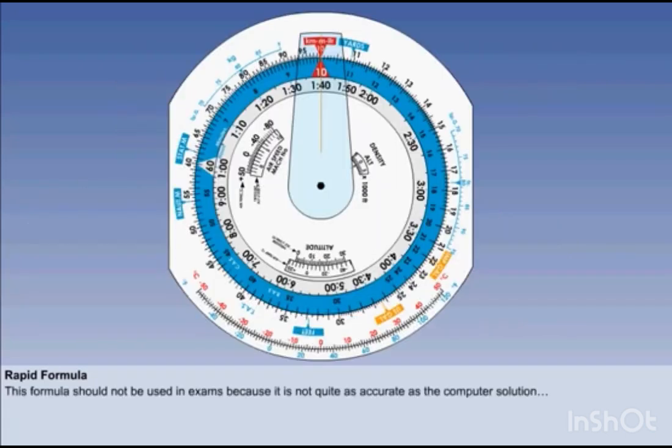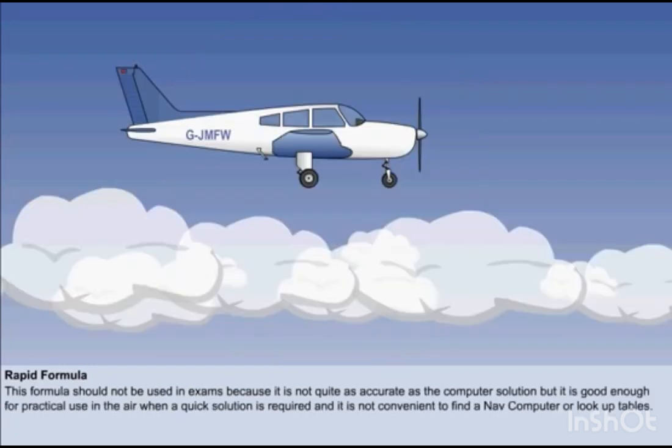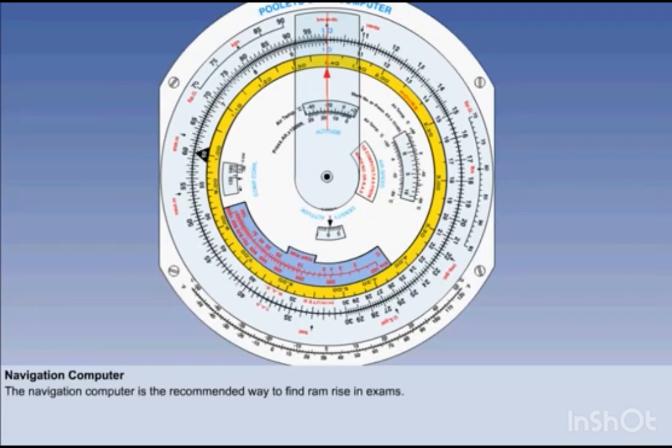This formula should not be used in exams because it is not quite as accurate as the computer solution, but it is good enough for practical use in the air when a quick solution is required and it is not convenient to find a nav computer or look up tables. The nav computer is the recommended way to find ram rise in exams and is used in multi-crew aircraft if no air data computer is fitted.